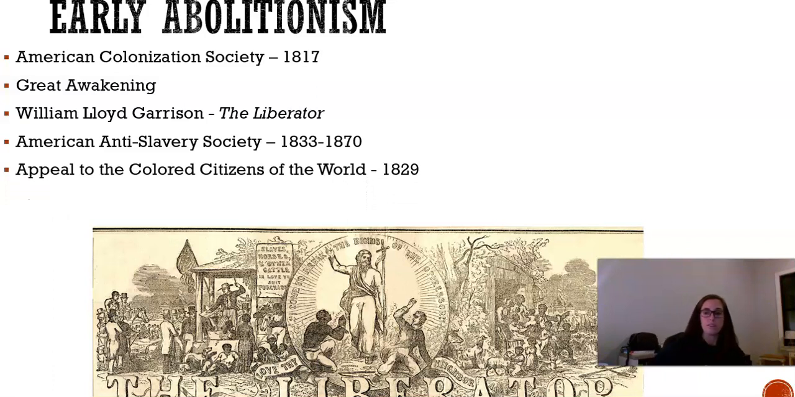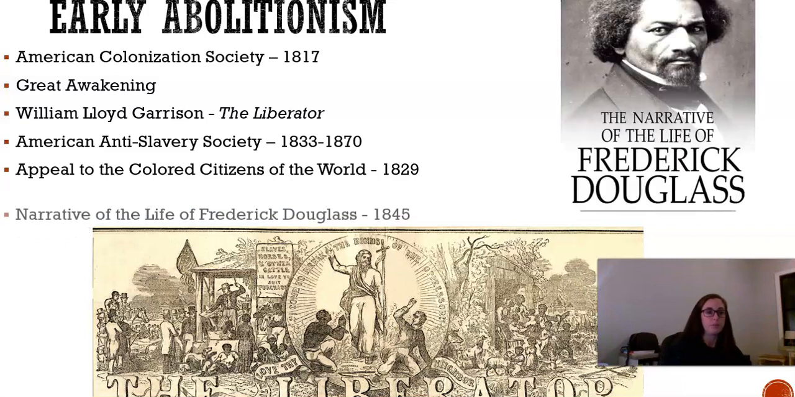Appeal to the Colored Citizens of the World. This is actually a pretty violent overthrow of slavery. Like, we need to fight back now. It was by a former slave, and that was the goal: this violent overthrow of slavery. Again, if you look at 1829, the country's not there yet.